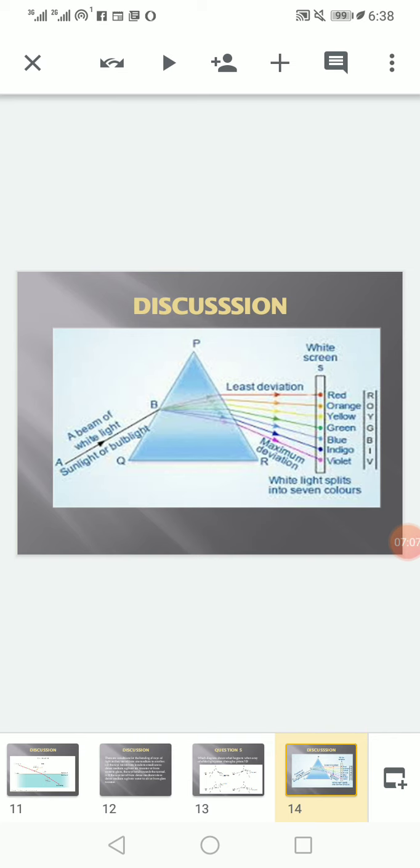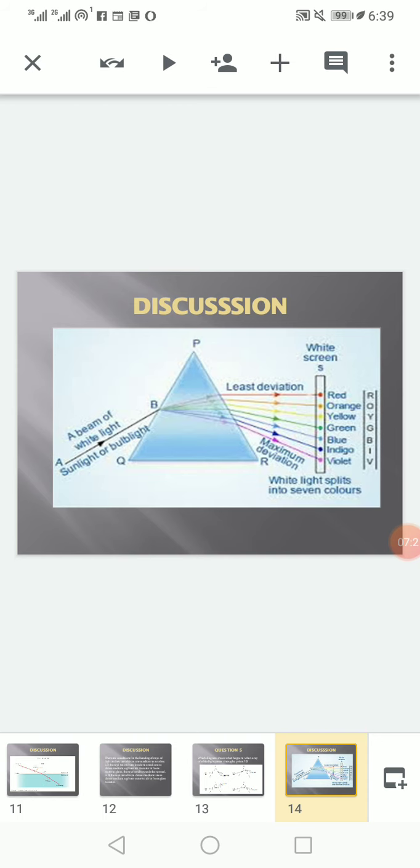So when we say dispersion, dispersion simply means the breaking of white light into several components when light passes through a glass prism. And these components are red, orange, yellow, green, blue, indigo, and violet. And the most deviated is red, and the least deviated is violet.